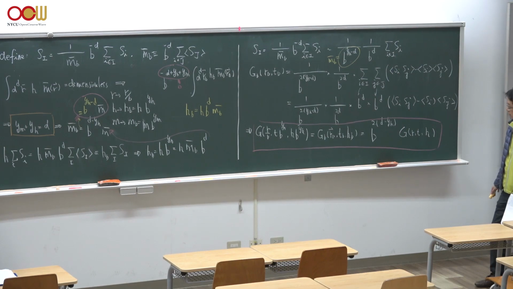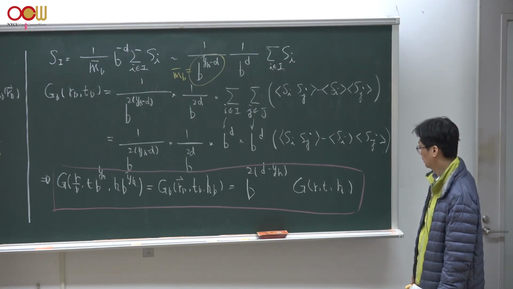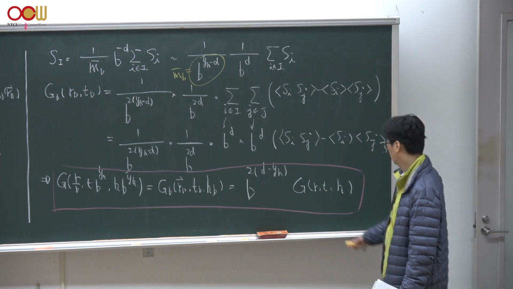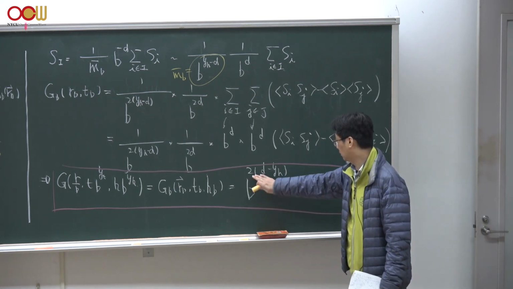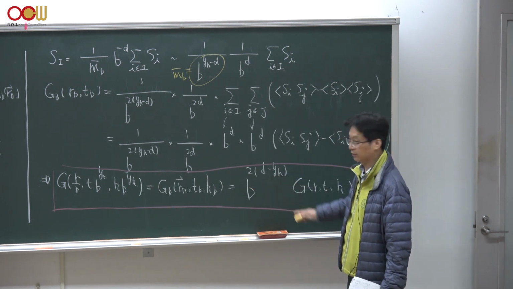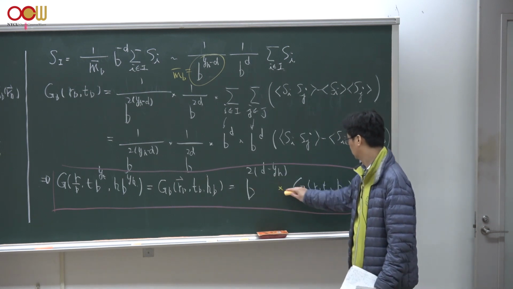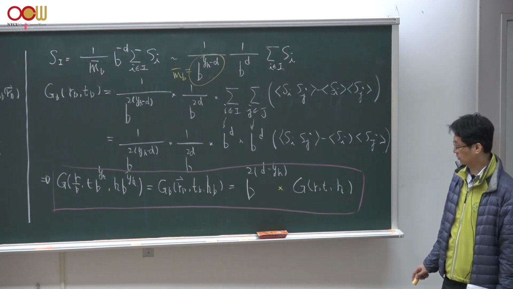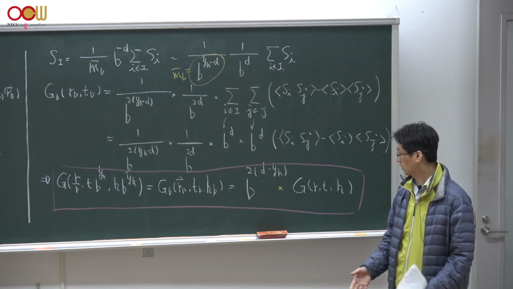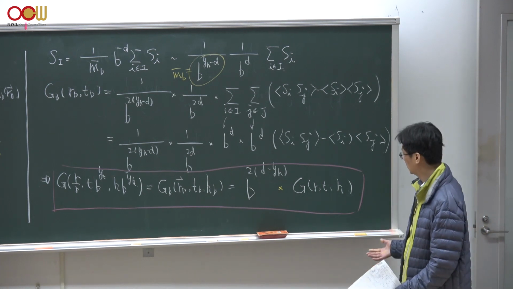finally we arrive at this identity here. So GB, in terms of the block spin variables as a function of RB, TB and HB, is given by b to some power, where the exponent is 2 times d minus yh, times the original unrescaled Green's function. So this is the relation between the scaled and unscaled Green's function for the spin-spin correlation function.